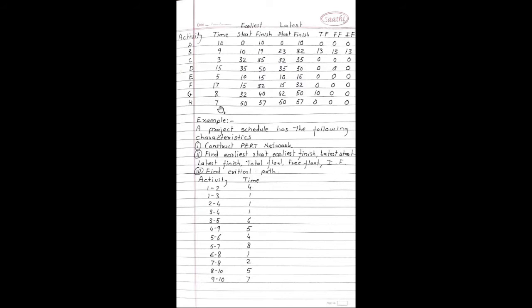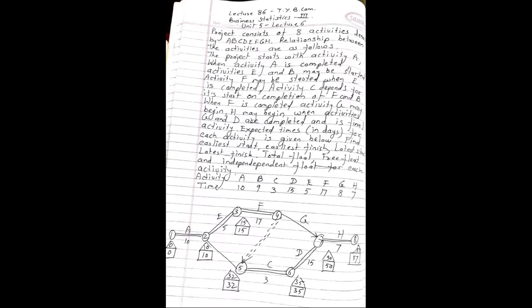Now see the earliest start for A and B. For A earliest start is 0 and for B, this is activity B, earliest start is 10. So 0 and 10 we are writing. So 0 plus 10 will give you finish for activity E and 10 plus 9 becomes 19.